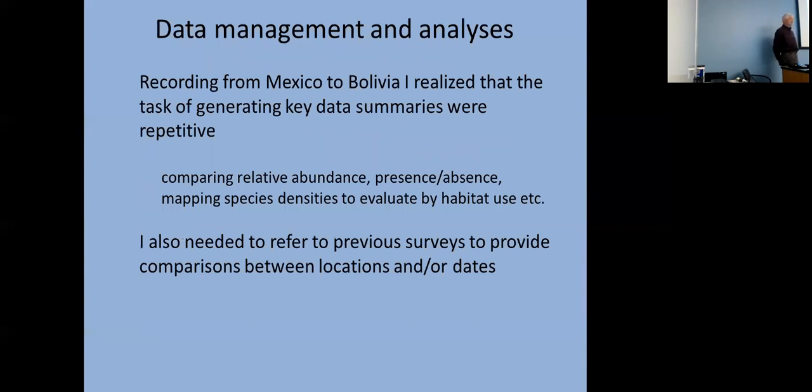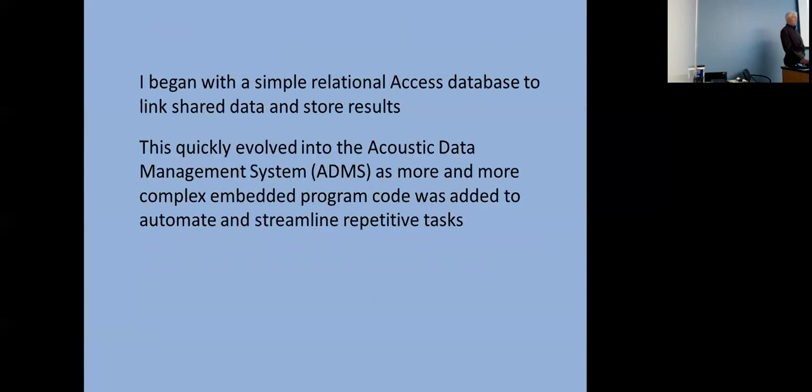I realized that generating the key data you need for your ecological work, to compare relative abundance, presence, absence, and mapping species densities, which are used to evaluate habitat use, I also needed to refer to previous surveys to provide comparisons between either locations in Central or South America or between dates. And the analytical part was very repetitive. So rather than trying to reinvent the wheel every time I did a project, I started working on a system to automate a lot of this.